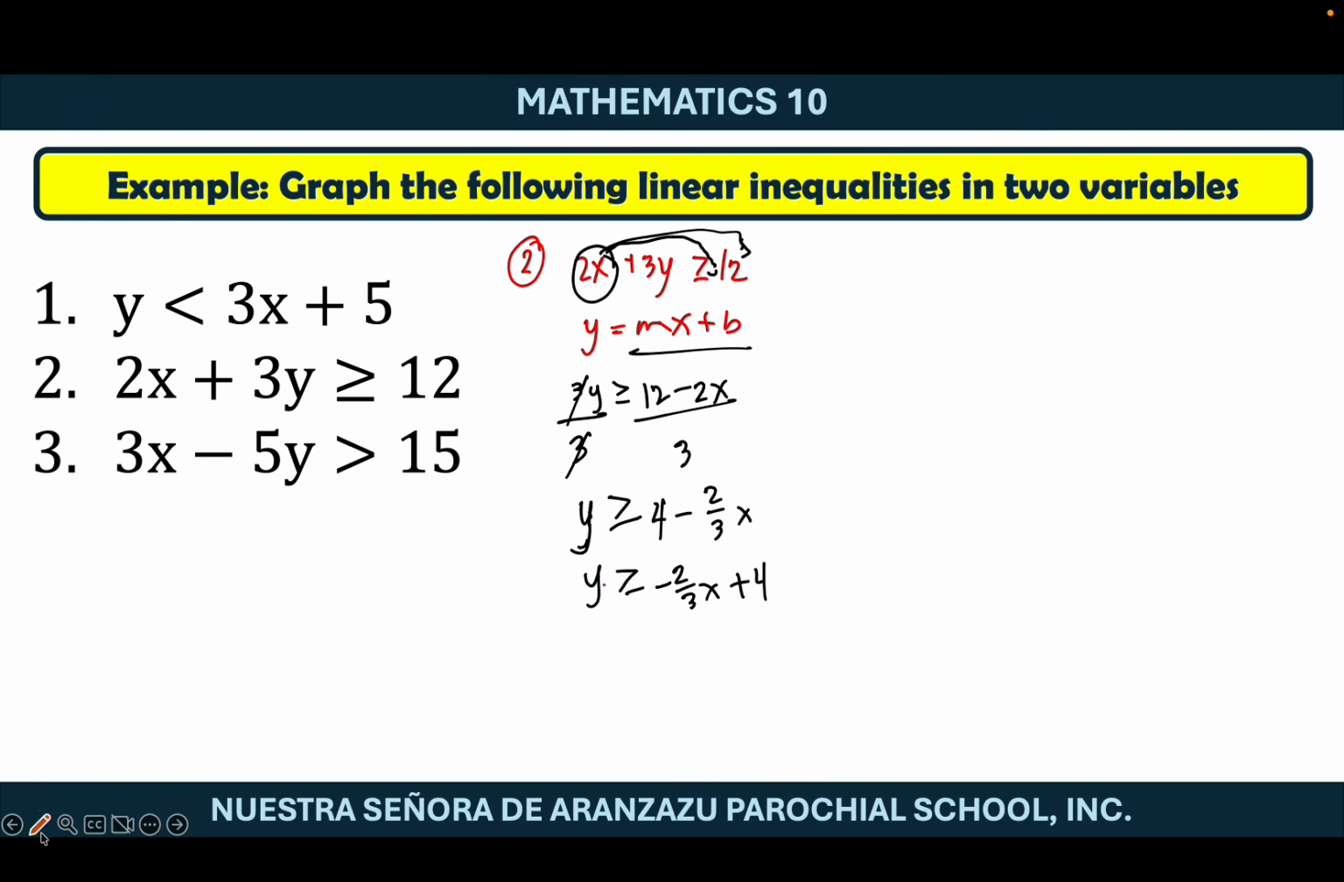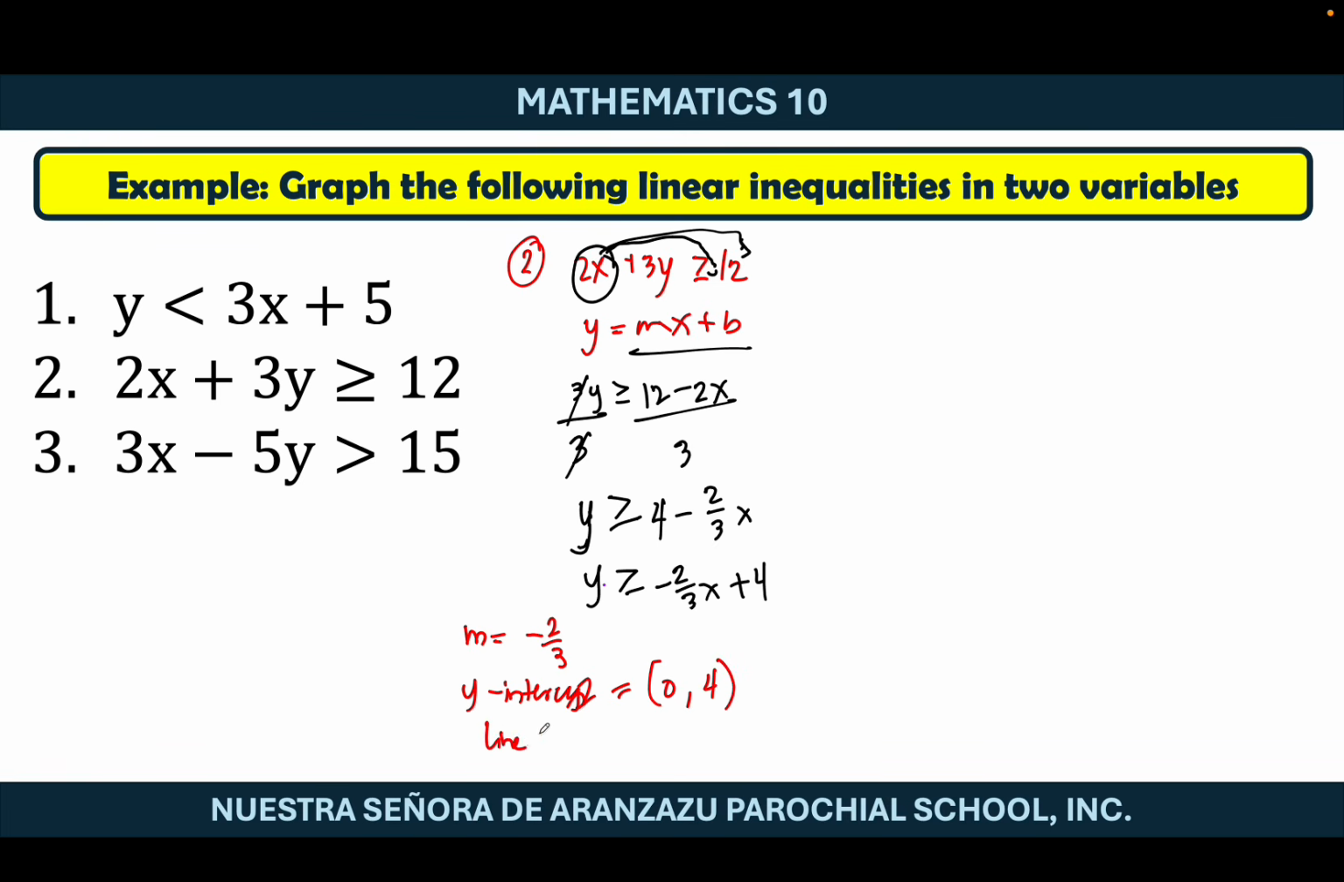Next, so kapag meron ka ng ganyan, you can easily identify which one is the slope. Okay? So, ano yung slope mo dito? Okay, yung m natin. So, that is negative 2 over 3. How about the y-intercept? Okay, the y-intercept is you let x to 0, then copy your b is 4.